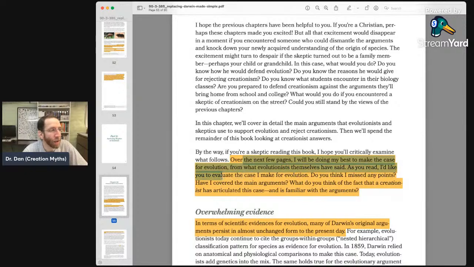As you read, I'd like you to evaluate the case I make for evolution. Do you think I missed any points? Have I covered the main arguments? What do you think of the fact that a creationist has articulated this case and is familiar with the arguments?